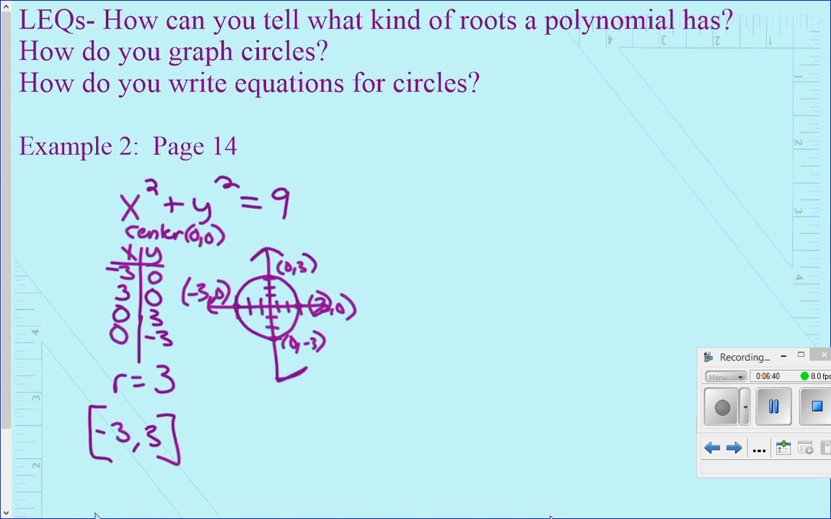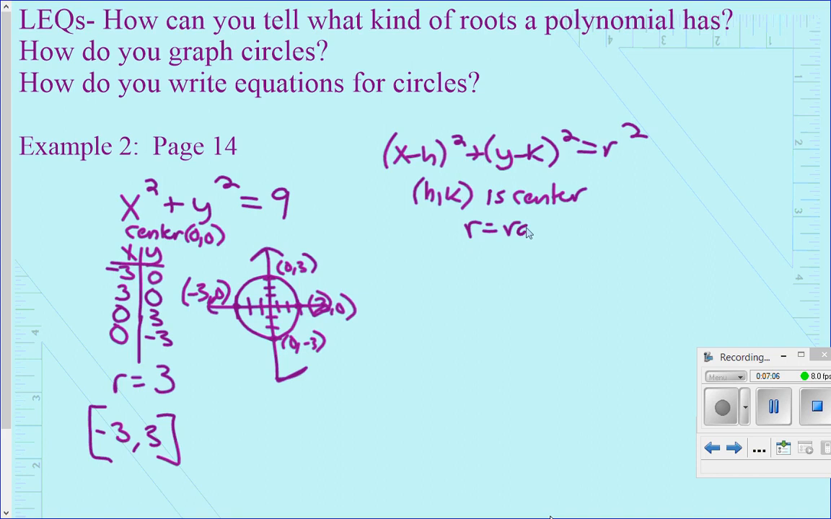Okay, so the general equation in what we call graphing form is that. That is graphing form, the general equation. So that is where h, k is the center, and r is the radius. So looking at our equation, we can see that h and k are 0 and 0, and r would be 3, which is exactly what we figured out a moment ago.